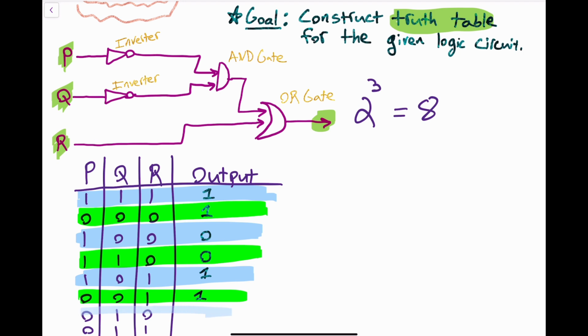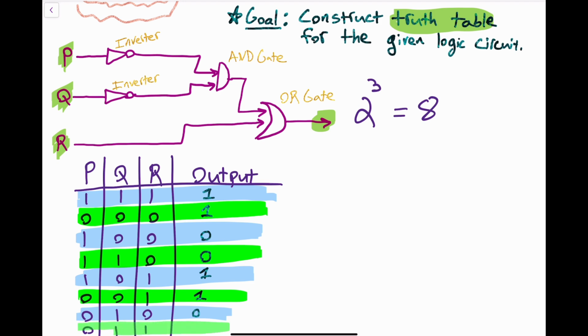We have 0, 1, 0. So P is a 0, Q is a 1, R is a 0. So 0 with that P through the inverter is a 1. Q with that 1 through the inverter is a 0. We have an AND gate, so 1 and 0 is a 0. We have that R with a 0. With an OR gate, now 0 or 0 is just 0. So let's move on to our final row.